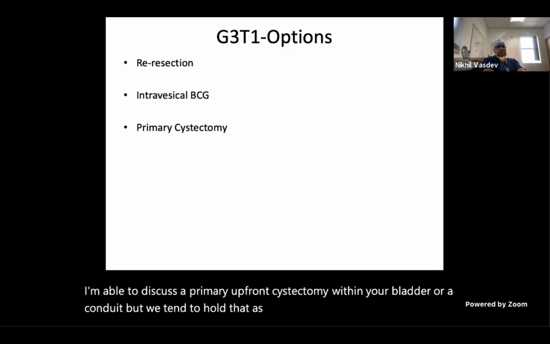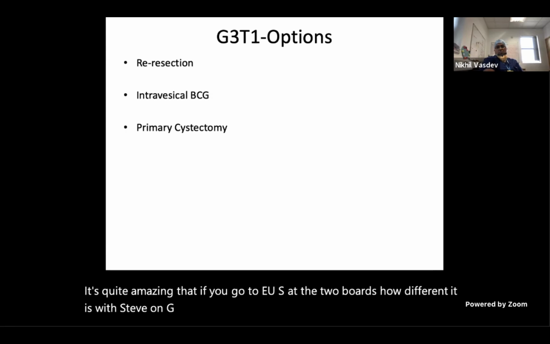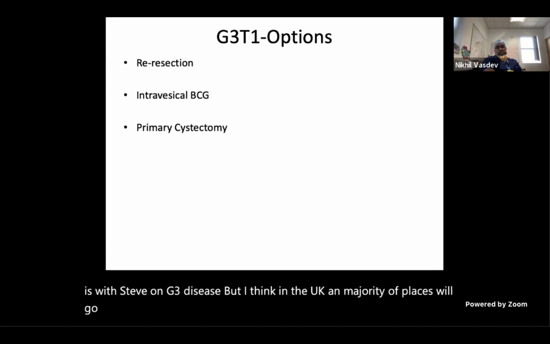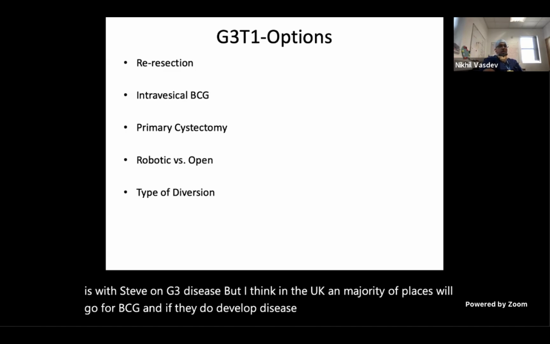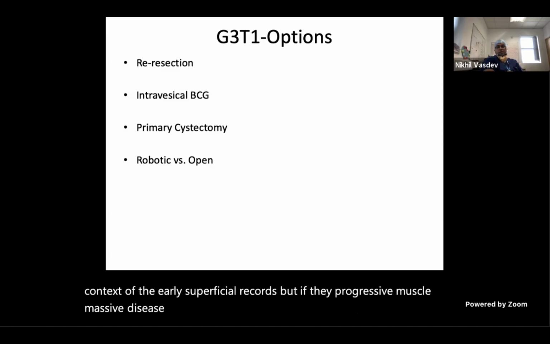You know, it's quite amazing that if you go to the US at their tumor boards, how different it is with T1, G3 disease. But I think in the UK and the majority of places will go for BCG, and if they do develop disease, again, not so much in the context of an early superficial recurrence, but if they progress to muscle invasive disease, then the threshold is fairly low to proceed with the cystectomy.